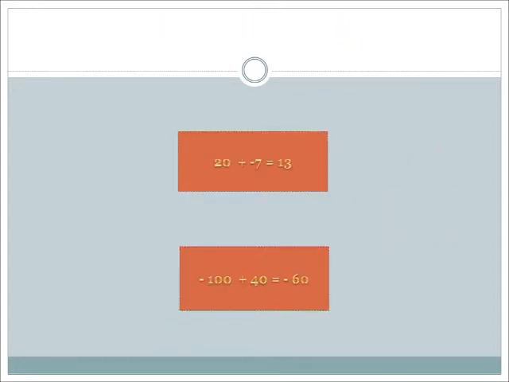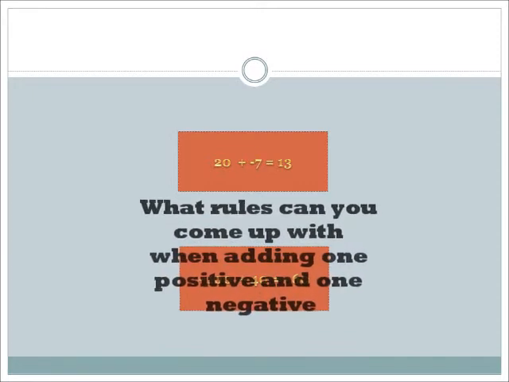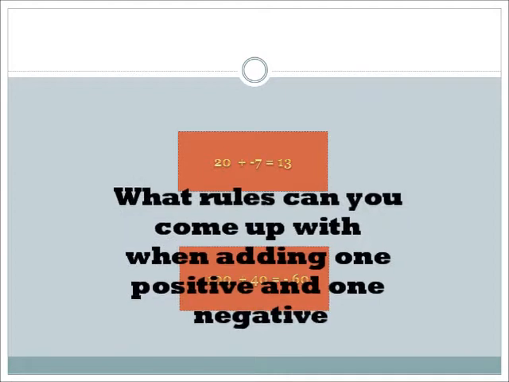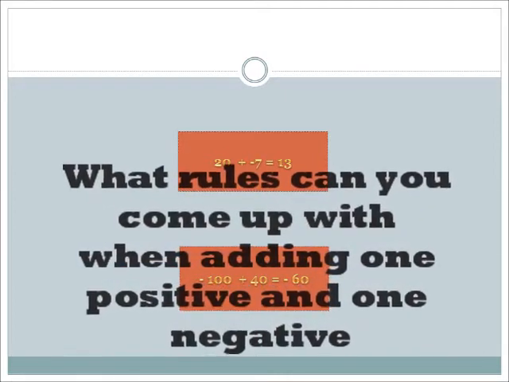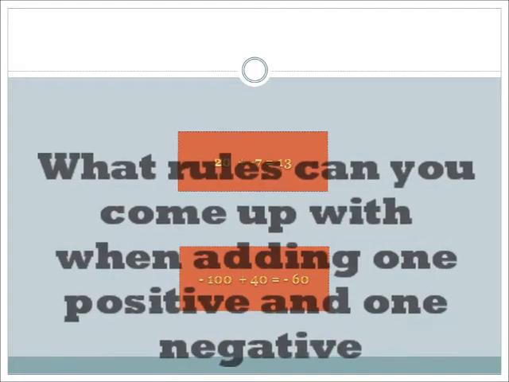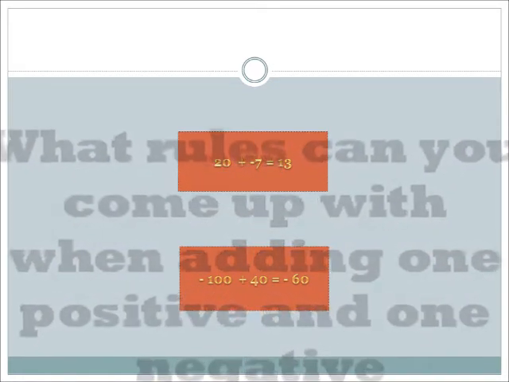Looking at the second column, we have 20 plus -7 equals 13, and -100 plus 40 equals -60. Can you see if you find any patterns? Do you notice that in the problem section we are adding 1 positive and 1 negative? So what rule can you come up with for adding a positive and a negative together? When is the answer positive? And when is the answer negative?